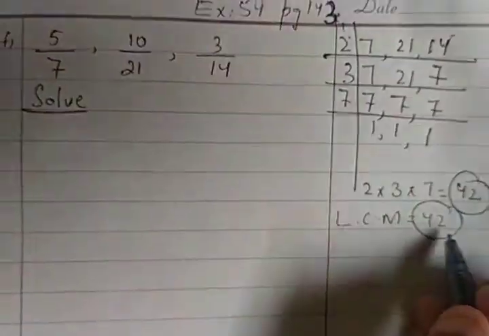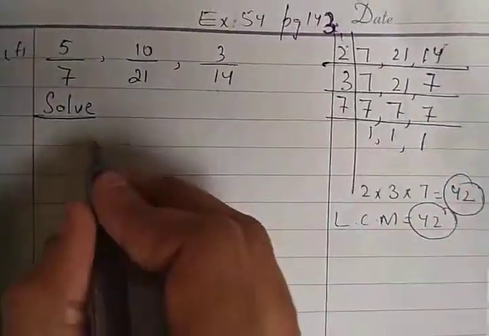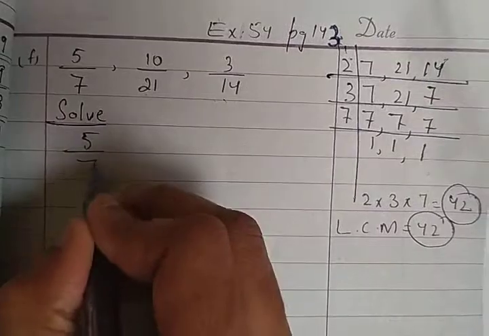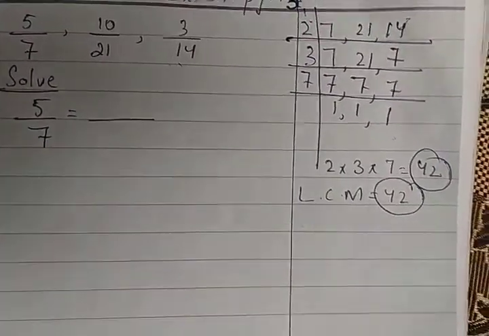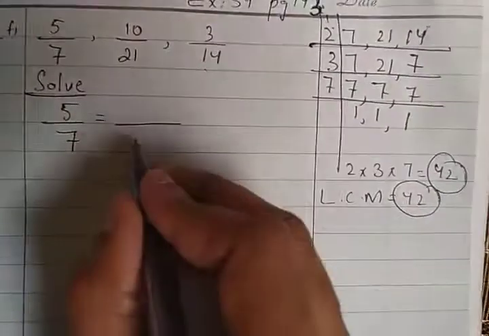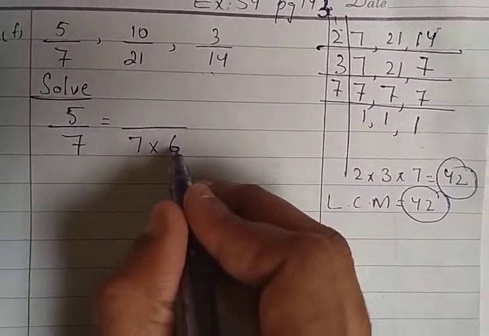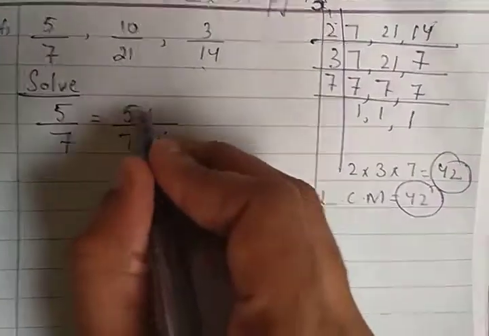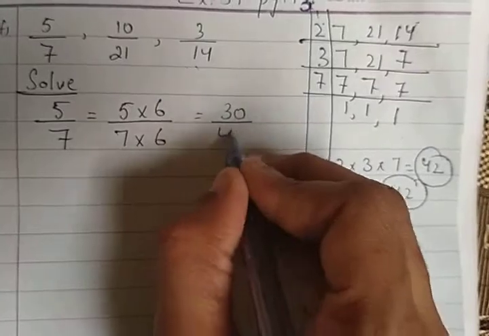So you write the LCM is 42 and you have to make all the denominators into 42. That means we have to make 7 into 42, 21 into 42 and 14 into 42. First 5 upon 7. What do we have to make 7? 42. So 7 multiplied by 6. If 7 is multiplied by 6, 5 is also multiplied by 6. Is that clear? 5 6s are 30, 7 6s are 42.